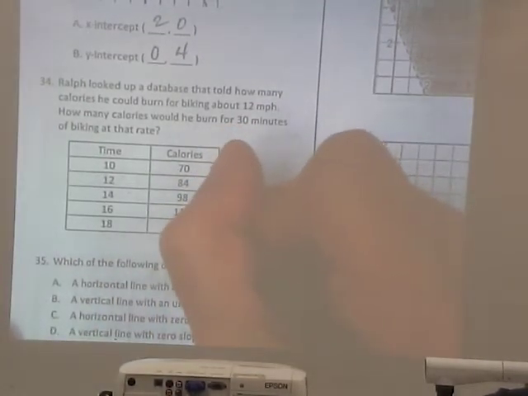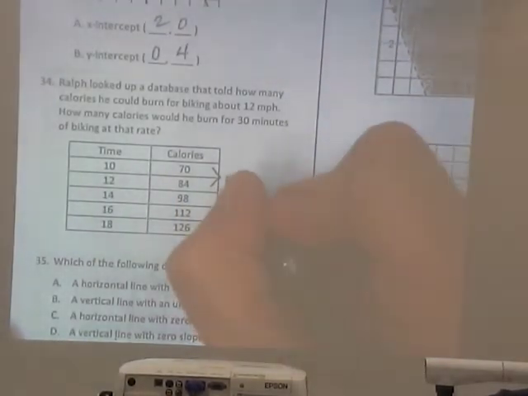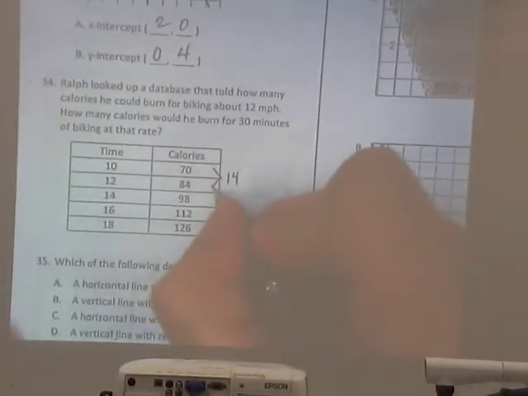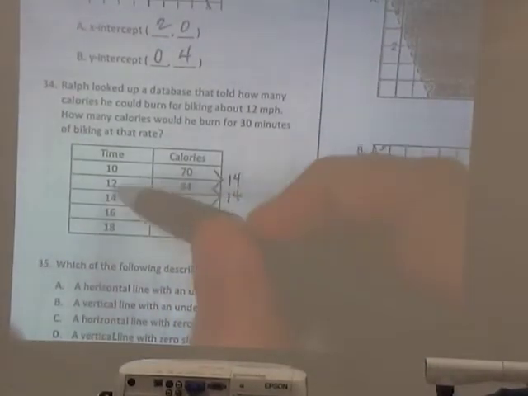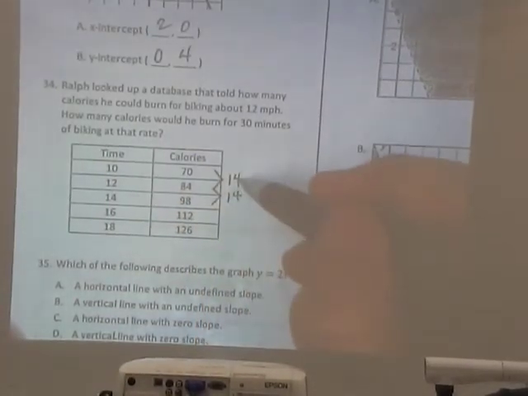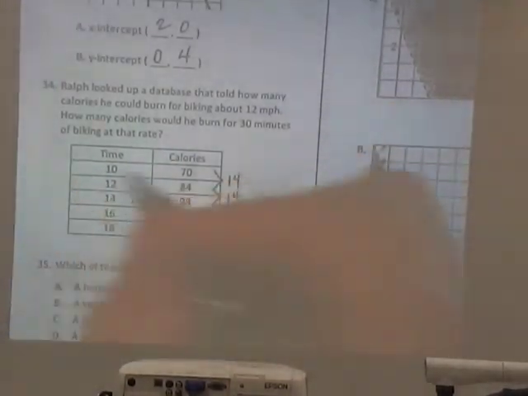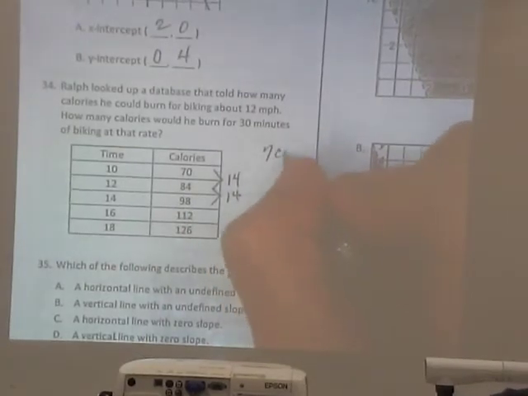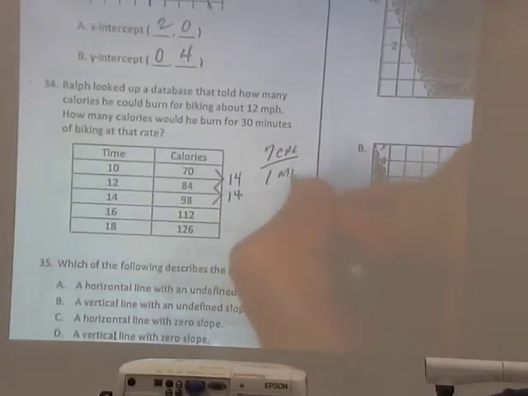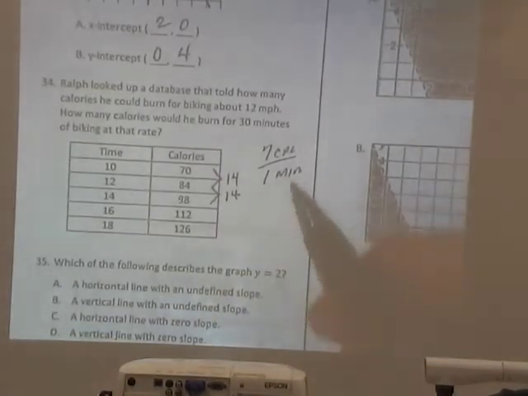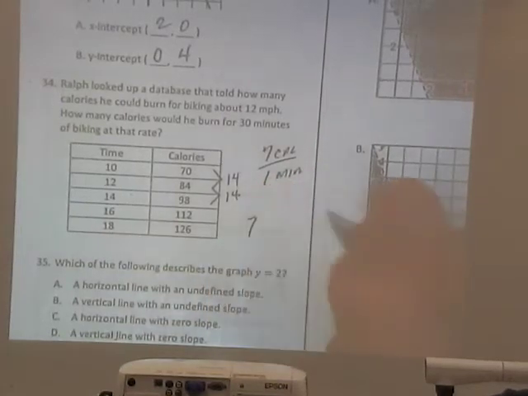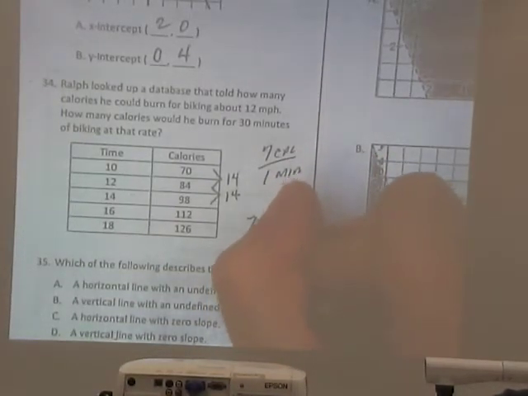How much is it going up from here to there? 14. 14, right? And from here to here, is that another 14? So it's going up at a constant rate, right? So for every 2, it's going up 14, right? Every 2 minutes. Or we could say 7 calories per 1 minute. Does that make sense? Okay. So 7 then would be our slope. So 7 calories for every minute of time.